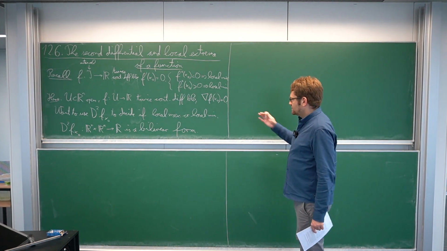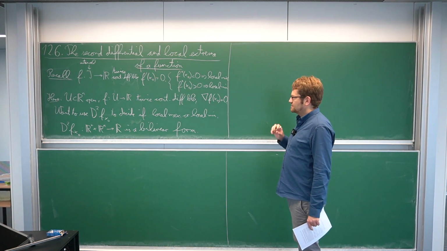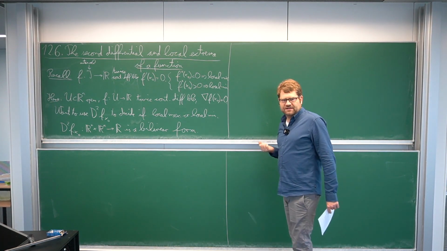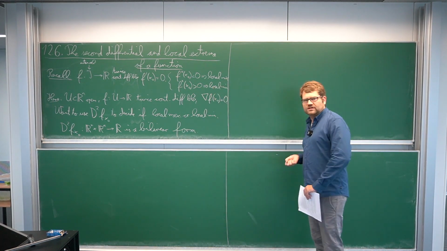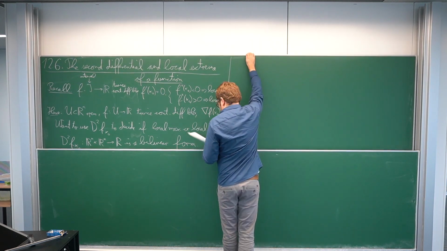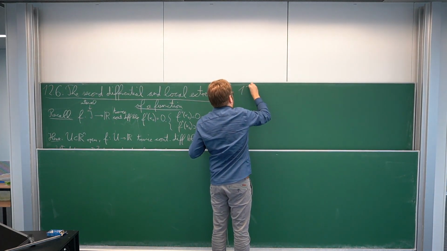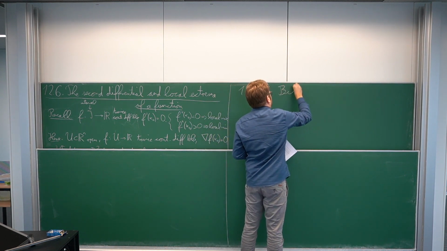So in the first part, we will discuss bilinear forms in an abstract way, and then in the second subsection, we will apply these things about bilinear forms to this particular case of the second differential, and really then get to local extrema and also see some examples of that. Okay, so let's start the subsection. This is simply entitled Bilinear Forms.